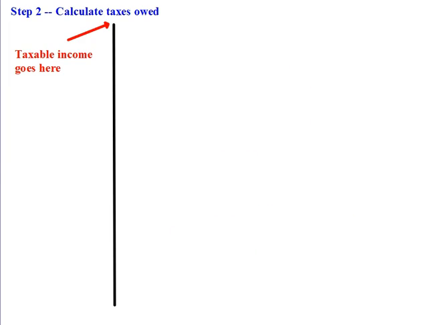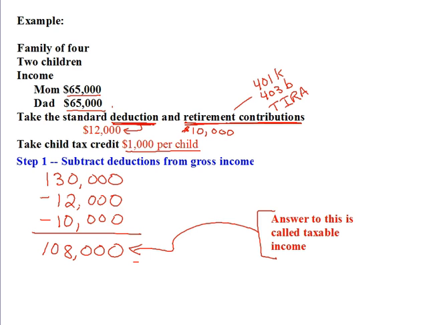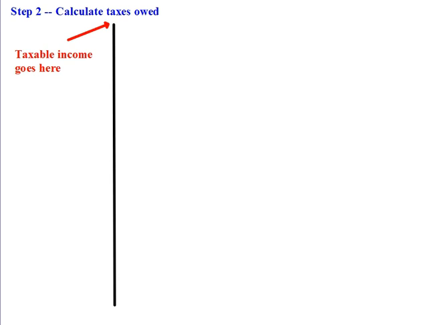Step number two is we're going to create what I call an income tax line. Their taxable income is going to be at the top of that line, which was $108,000. That was their taxable income. And then the bottom of your line is 0. In between, we're going to record what are called the tax brackets.